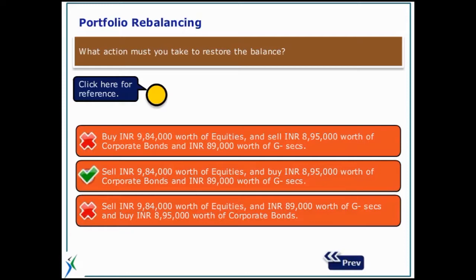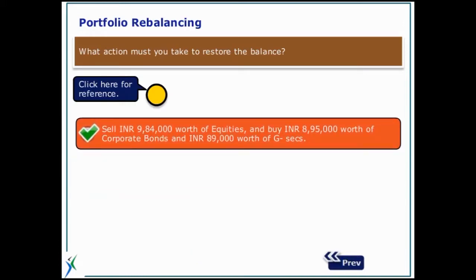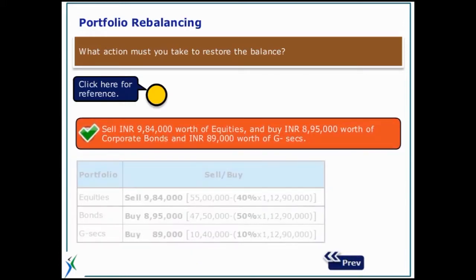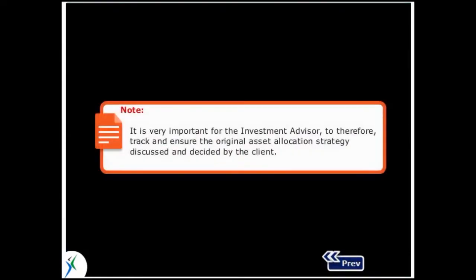Let's see the detailed calculation. Intuitively, this makes perfect sense. To rebalance, we should sell the asset class whose prices have gone up, and buy more of the asset class whose prices have gone down. The investment advisor must record and track the original asset allocation strategy discussed and decided by the client.